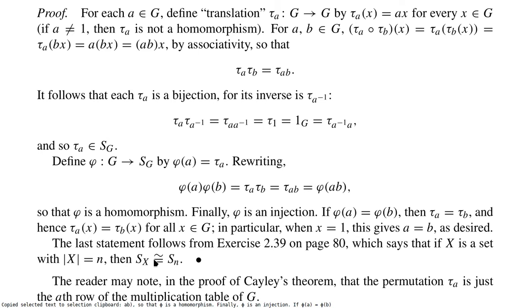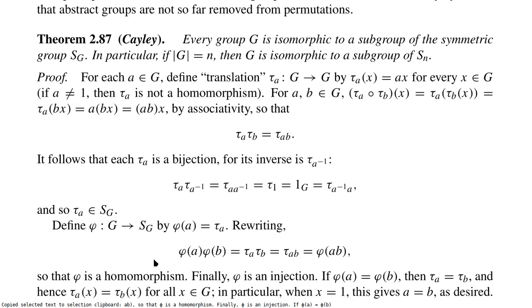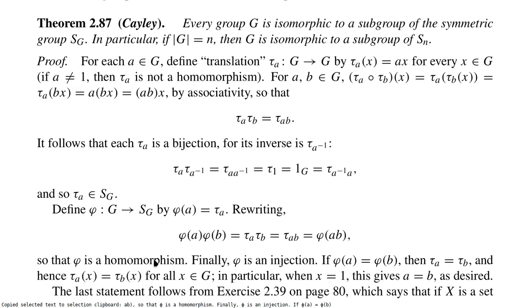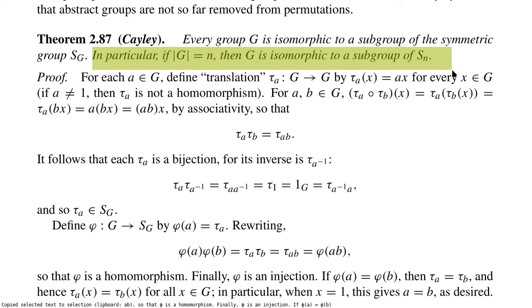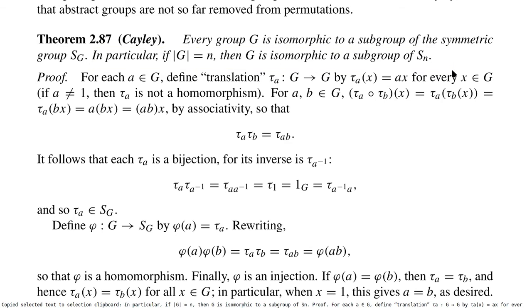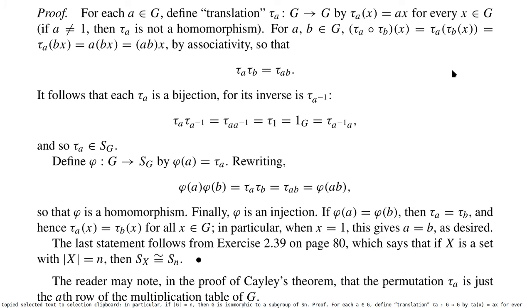And so this showed us that there is an isomorphism between every group G and the symmetric group SG, right? So for the second half of the proof, which is to show that if the order of the group is n, then it will be isomorphic to Sn.